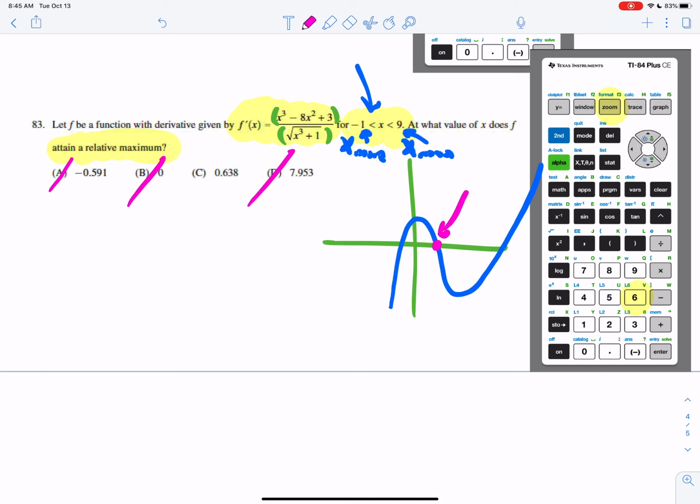So how do we find the zeros? We go to second, trace, 2. A safe left bound is 0. A safe right bound is 1. Now, it's not always 0 and 1, you guys. You're trying to pick a value that will surround that x-intercept, okay? Doesn't matter if you guess, and we get about 0.63837118, which is this one right here.